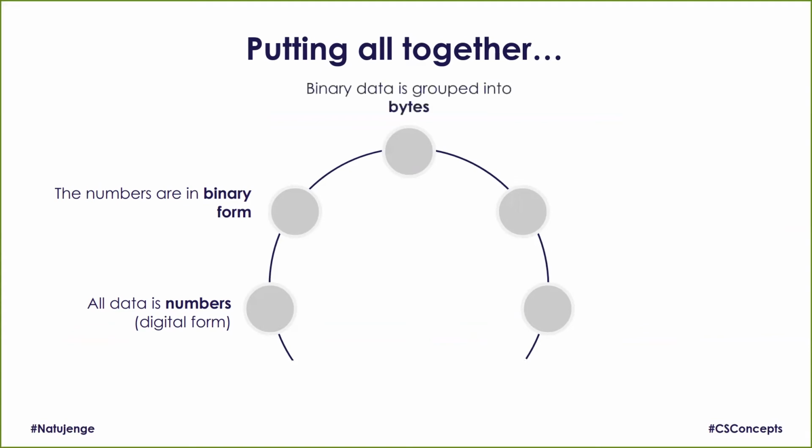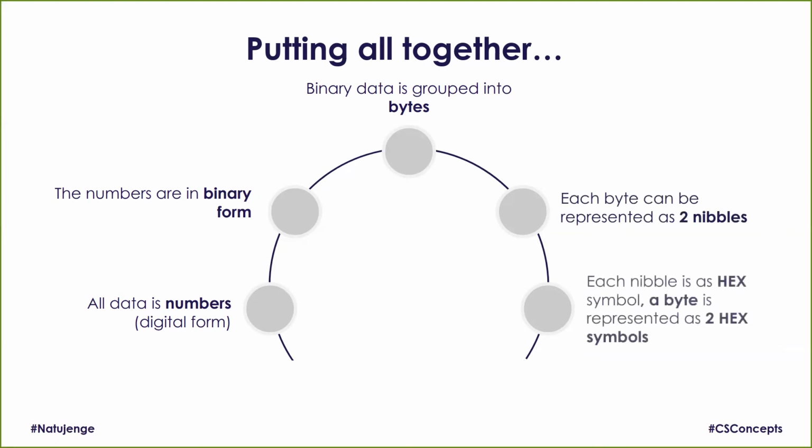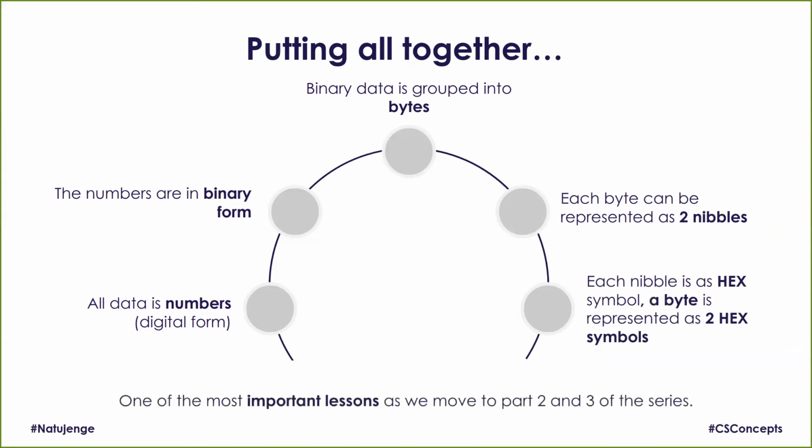Binary data is grouped into bytes. Another thing that we've learned is that computers don't deal with bits individually. We deal with groups of bits, and essentially the smallest group is the byte. Each byte can be represented as 2 nibbles, and each of those 2 nibbles can be represented as a hex symbol.